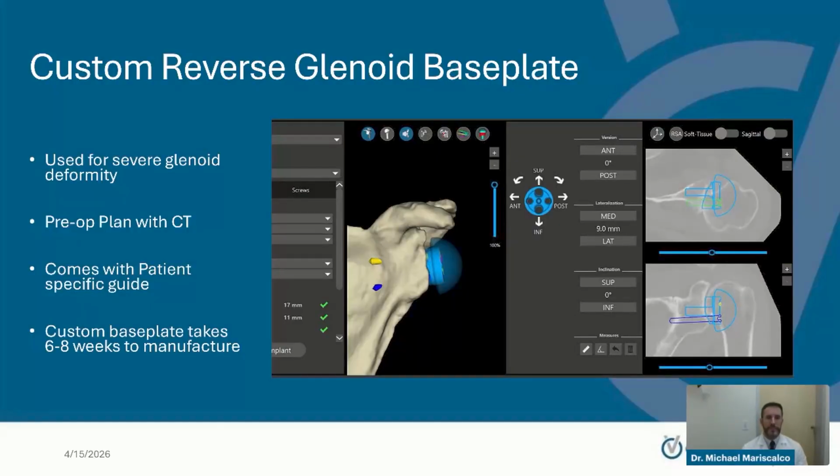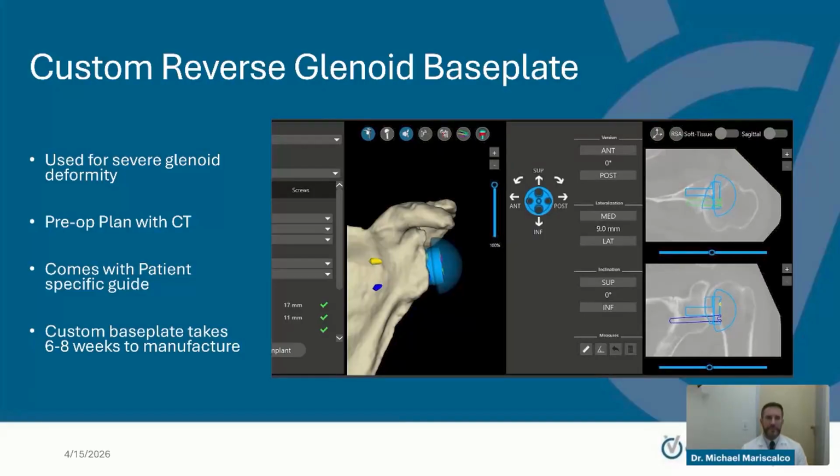So the glenoid side of a reverse replacement can be planned using preoperative CT imaging, and a base plate can be custom manufactured. It traditionally took 6 or 8 weeks, now is shortened in some cases to 4 weeks, but it will match, it's like a key, it will match the native anatomy of the shoulder, and the design would be used at the time of surgery to match and correct the underlying deformity.